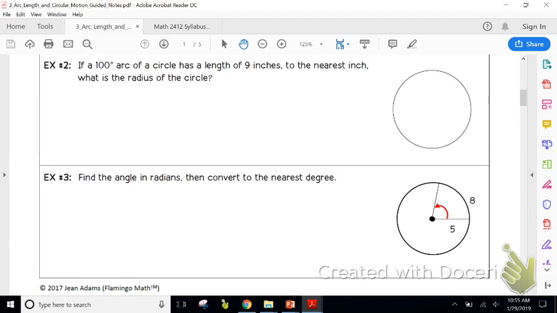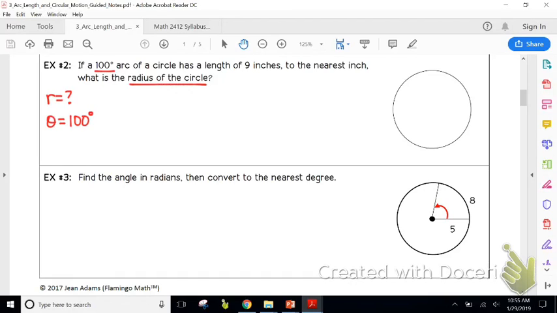Okay, so example 2 says if a 100-degree arc of a circle has a length of 9 inches to the nearest inch, what is the radius of the circle? So we're after the radius, right? What's the 100? That's my angle. It's theta. Oh, okay. So 100 degrees.